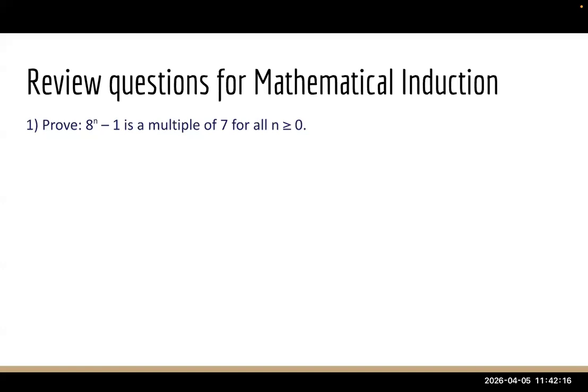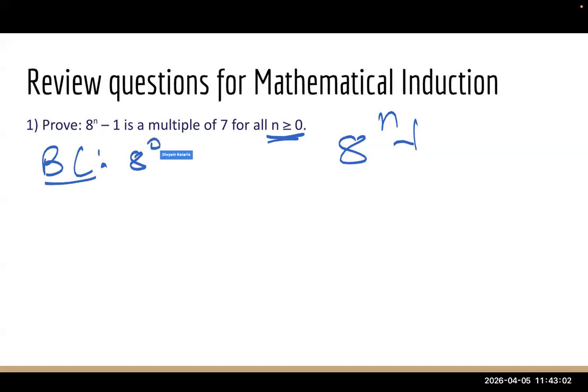So we need to prove 8 to the power n minus 1 is a multiple of 7 for all values of n greater than or equal to 0. So how will we go about this? What's our base case? Our base case is n equal to 0. Let's see if this is valid for our base case. So I'll write this as BC for now.